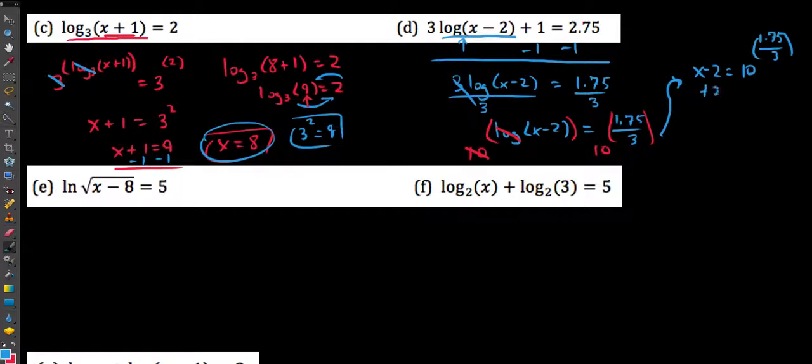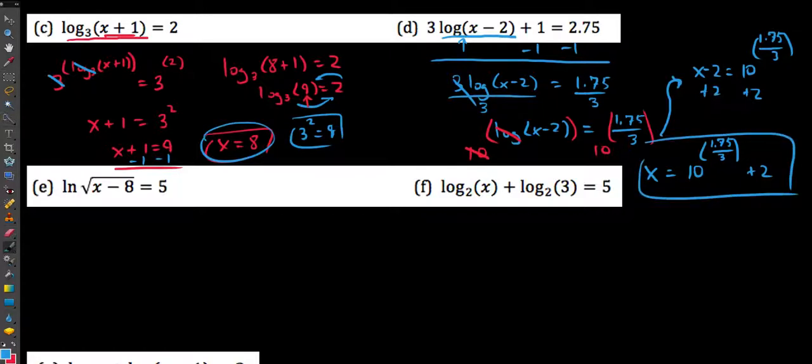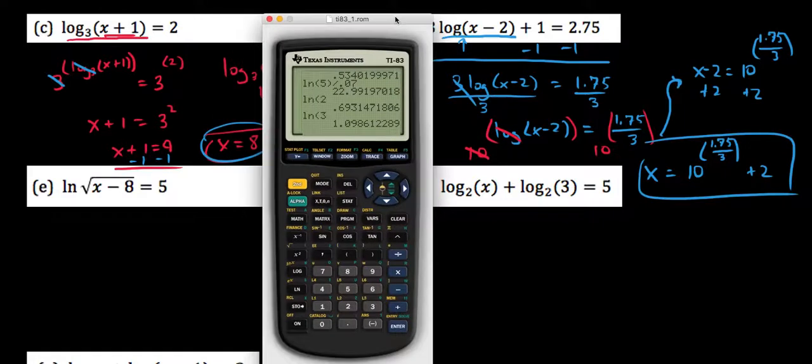So the only thing we have left to do is add 2 to both sides. Our final solution, or at least our exact value, is going to be, I suppose, 10 to the power of 1.75 thirds plus 2. And I do want to make sure that, if possible, I can get a decimal for this out to 4 decimal places.